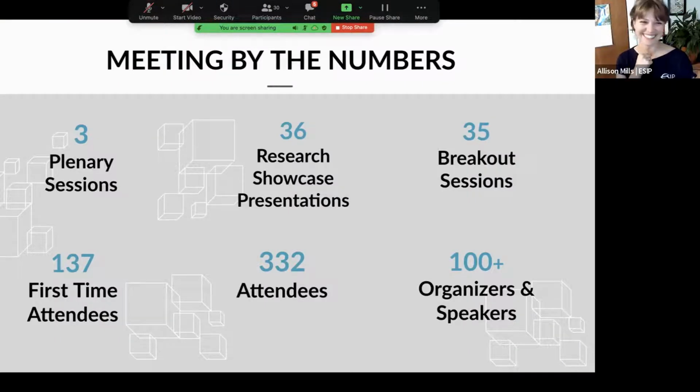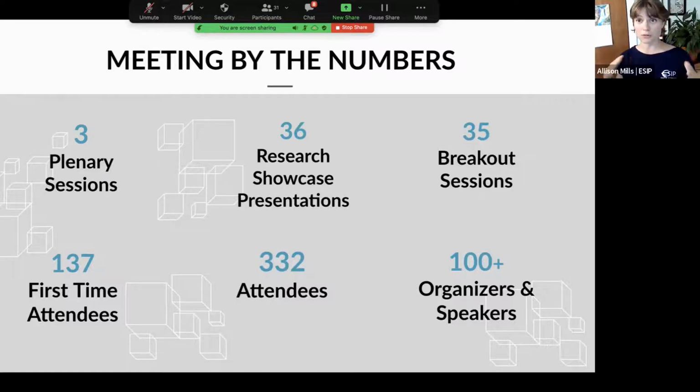You're right, Denise. So meeting by the numbers, we had 3 plenary sessions, 36 research showcase presentations, and 35 breakout sessions. And in terms of the number of folks, we had 332 total attendees. That's including 137 first-timers, which is a huge part of the group. And about 1/3 of the folks who had signed up were virtual. So 2/3 in person, 1/3 online. And we also had over 100 people who served as either organizers or speakers. And ESIP is definitely a very community-driven organization, and that really shows in our big gatherings.